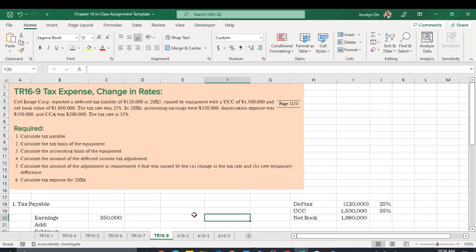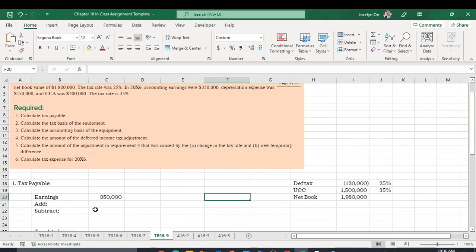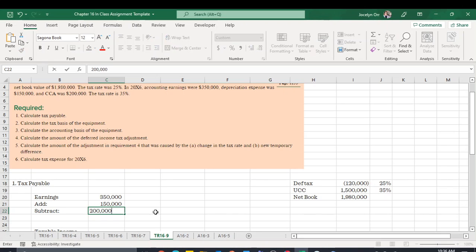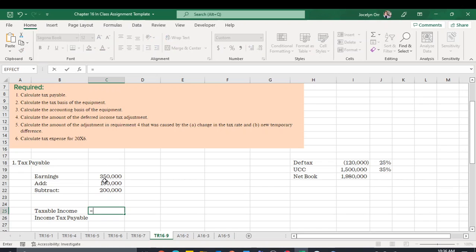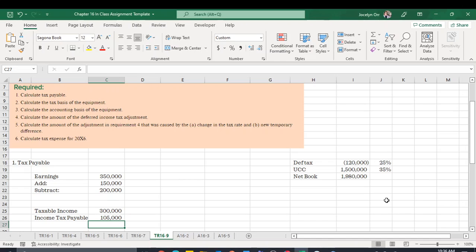So our accounting earnings were $350,000. We know that we want to add back our accounting depreciation expense, and then we want to deduct our CCA for the year. When we do that, so $350,000 plus our depreciation expense minus our CCA gives us a taxable income of $300,000 for the year, multiplied by our 35% tax rate is going to give us income tax payable of $105,000.